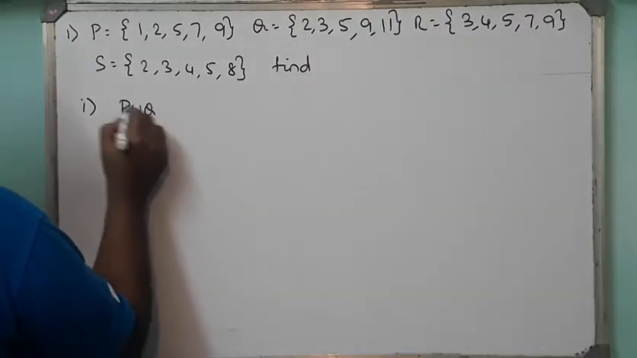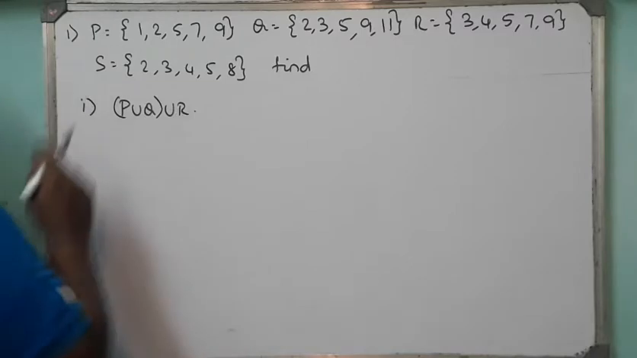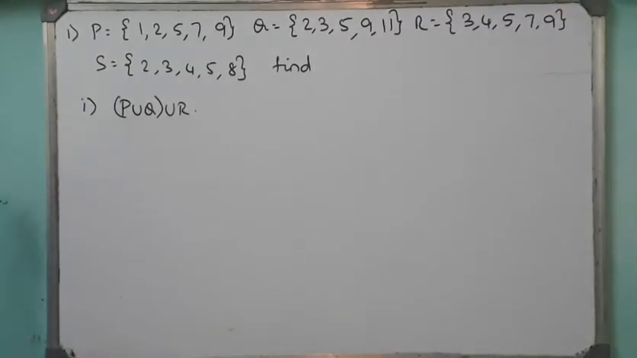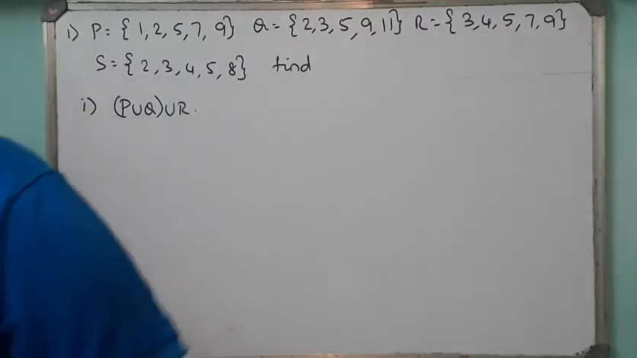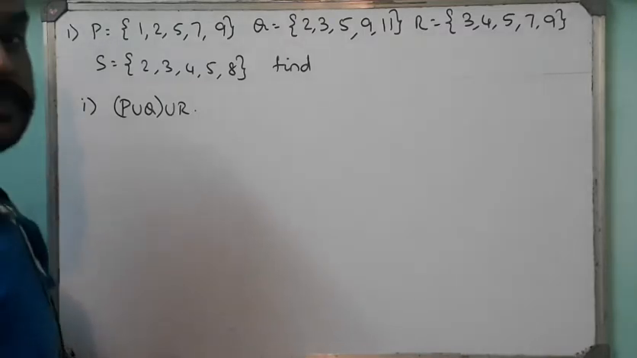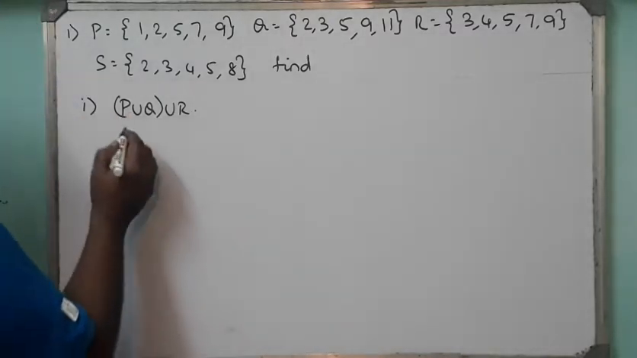P union Q union R. This is what they have asked us to find first. In total, they have given three subdivisions. We will find out one by one. So the first one is P union Q union R. See, the first thing we have to find out is what is present inside the bracket. So what is present inside the bracket?